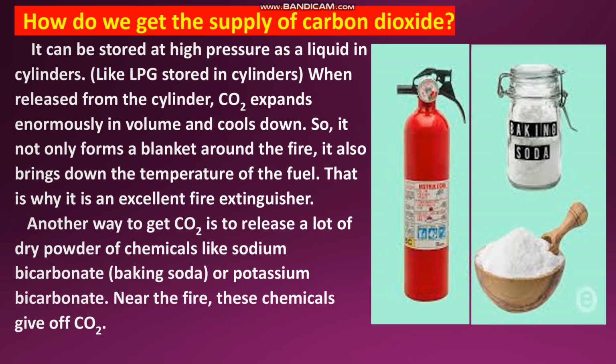So how do we get the supply of carbon dioxide? Either it can be stored under high pressure in a liquid form in the cylinder, or we can use substances like sodium bicarbonate or potassium bicarbonate. Near the fire, these substances give off carbon dioxide. Now we have seen already how the carbon dioxide extinguishes the fire. It cuts off the oxygen supply and also brings down the temperature of the combustible substance.